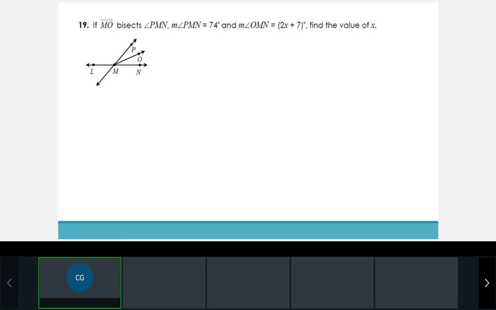All right, so MO bisects angle PMN. MO is here, and it's bisecting PMN. Bisect means two equal parts. The measure of angle PMN, so that's the whole angle there, is 74. OMN is 2x plus 7. Okay, so it's so little, I'm going to use this little arrow here. That's 2x plus 7. That's this guy right here.